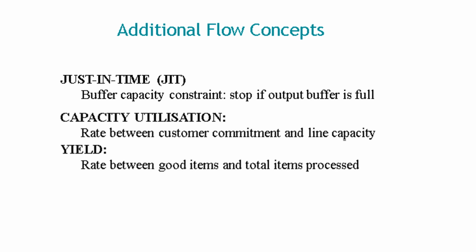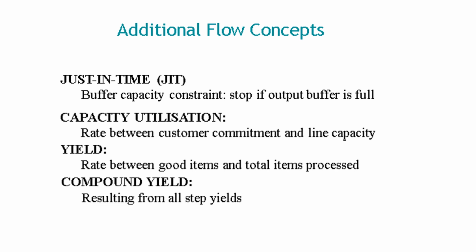The immediate consequence of yield loss is that since there are more items starting the line than items finishing, the capacity requirements in our workstations will not be constant along the line. The first workstations require more capacity than the last. Compound yield is the overall yield resulting from all step yields.